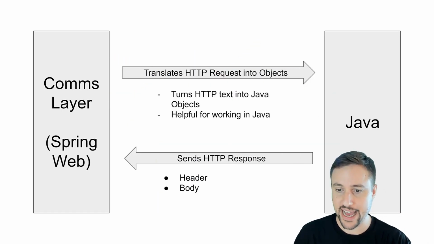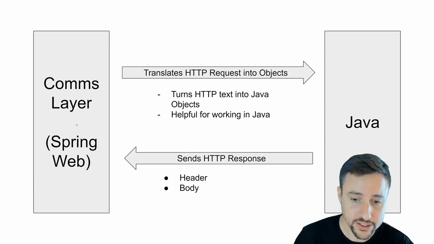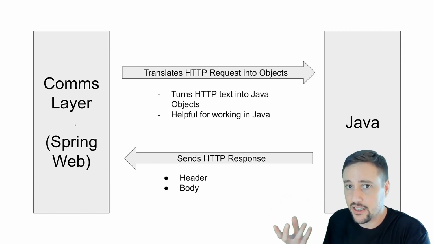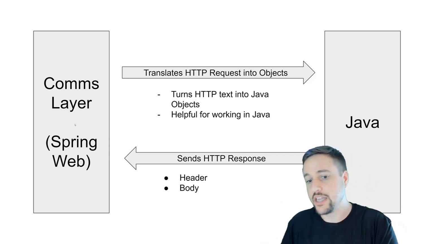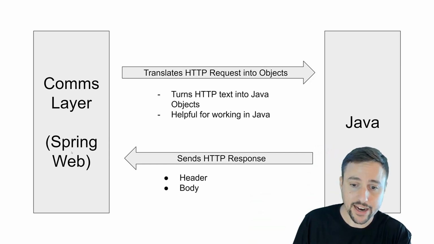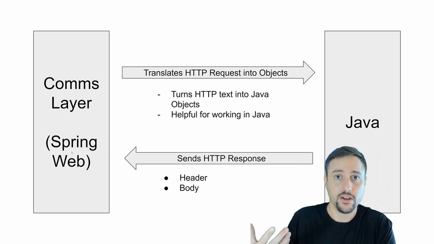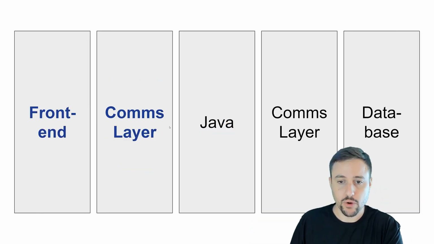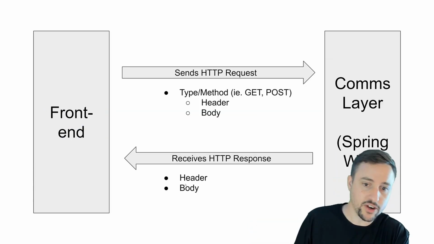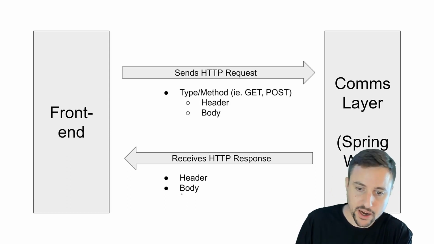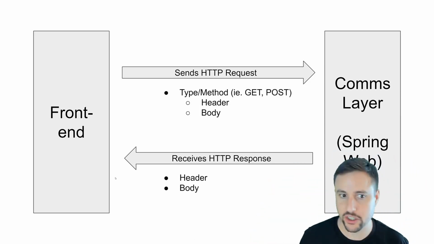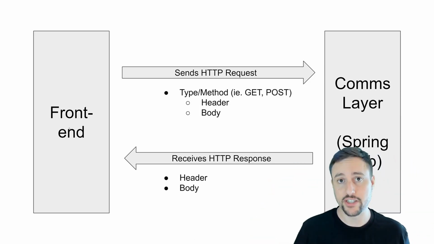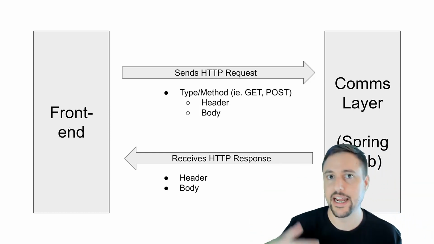The Java layer has to then take all those Java objects and send them as an HTTP response. So it needs to translate the collection of Java objects that represents all the users in the database and give it to the Spring Web layer so that it can turn it into a bunch of text that, when we go here, the communications layer sending it back to the front end, translates the HTTP response back into a body, which is going to have a list in text format of all the users that we then display on the front end, right? The front end being an HTML page.